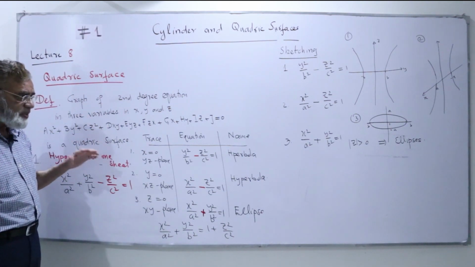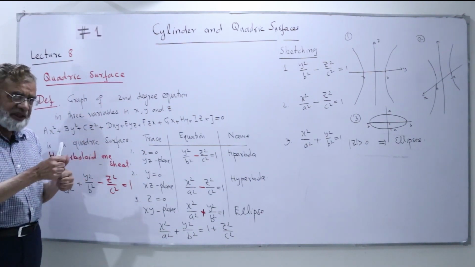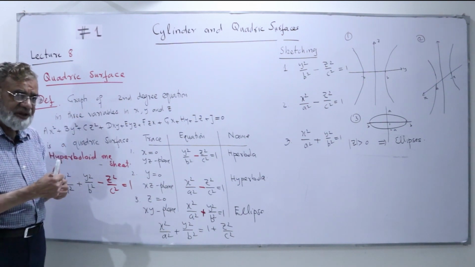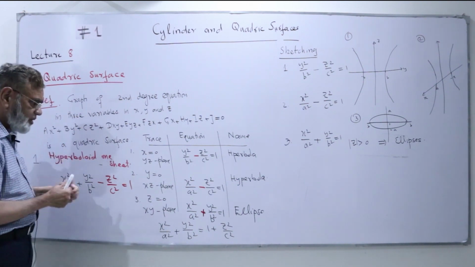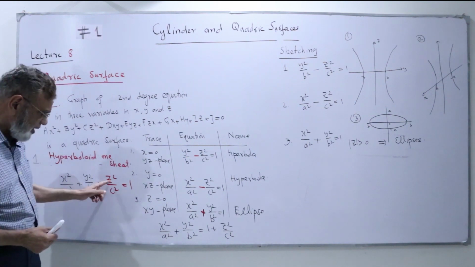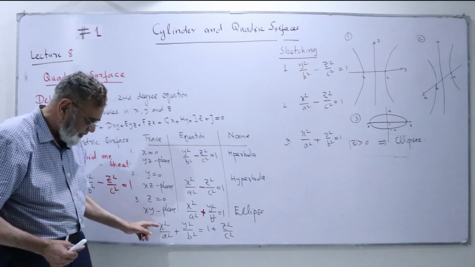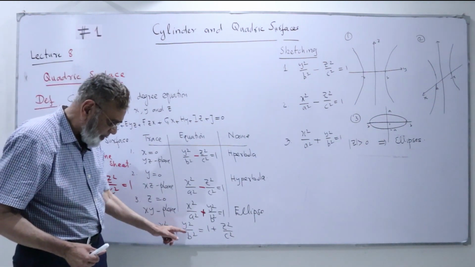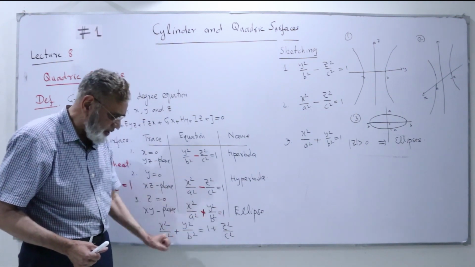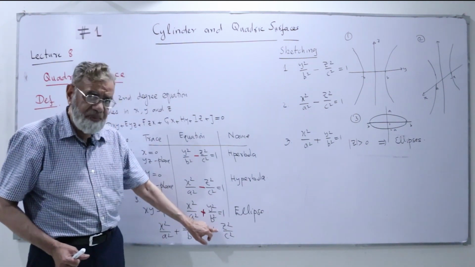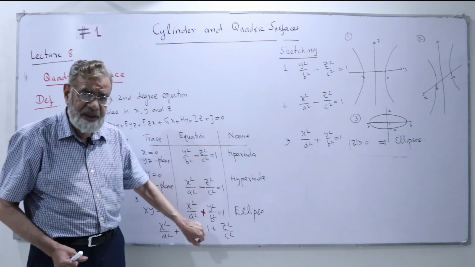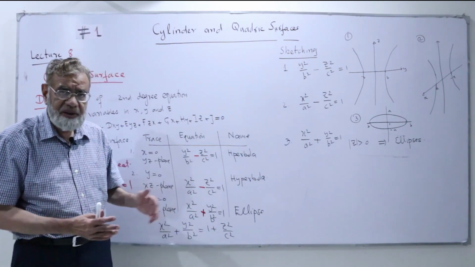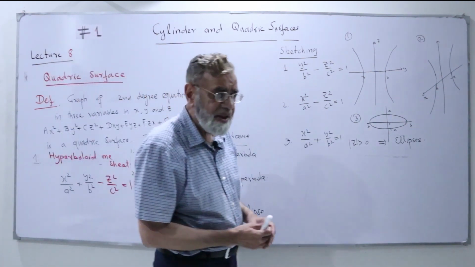We have two hyperboloids, one sheet and two sheets, and we may make the difference between them. Why do we say one sheet? We can write this as x squared upon a squared plus y squared upon b squared equal to 1 plus z squared upon c squared. For each value of z, plus or minus, we get ellipses, and only the values of a and b will be increasing.